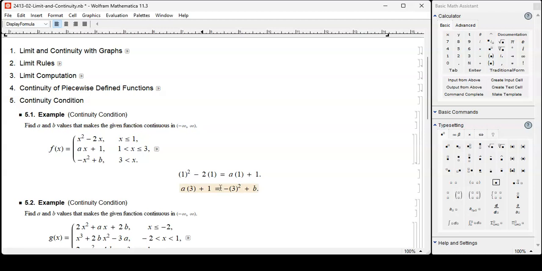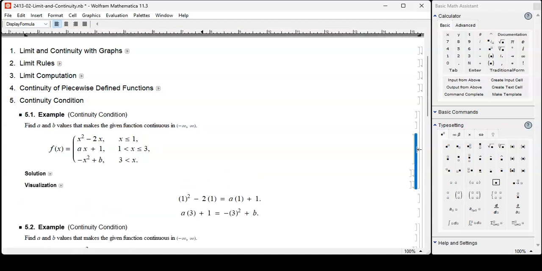We have two equations and two unknown parameters, a and b. We can solve it. In fact, it's really easy to solve the first one because I have only one variable here. I can solve for a, and then plug it into this, and that's going to give me b. Shall we go ahead and do that? Okay, let's see.